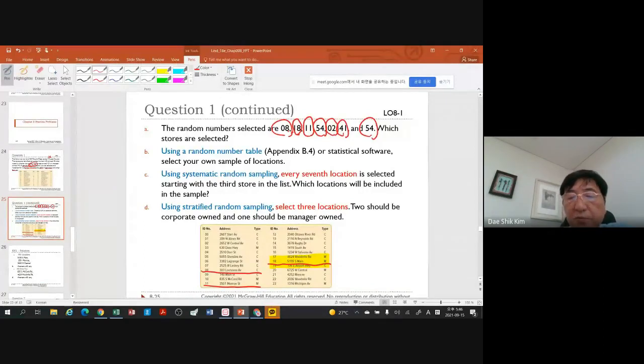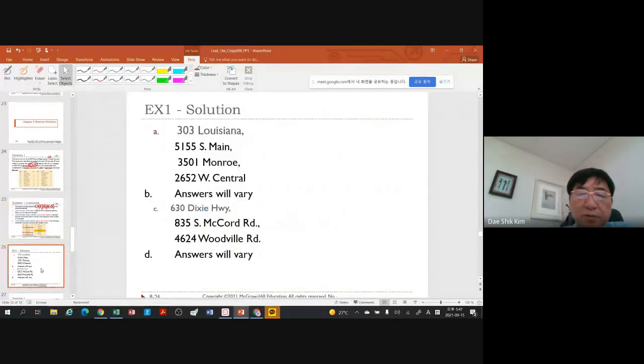Okay. Fourth one is 54. 54 is out of the range. You cannot use it. Just scratch it, because we need up to 23. Next is 02. 02 is West Central Avenue. This is 4. Yes, 1, 2, 3, 4 are selected. So the next number is meaningless. Then these 4 have been selected.